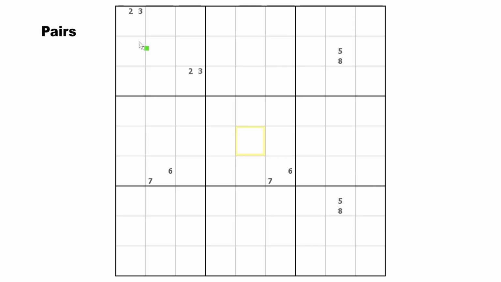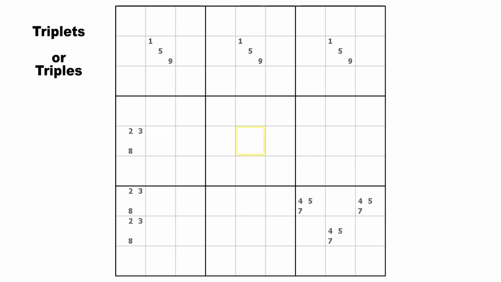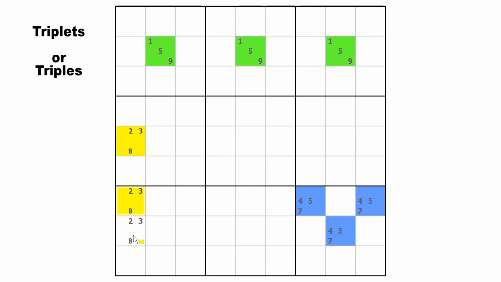Subsets of 2 candidates are called pairs. Like here in block 1, we have a pair of 2 and 3. And in row 6, we have a pair of 7 and 6. And in column 8, we have a pair of 5 and 8. And subsets of 3 candidates are called triplets or triples. Like here in row 2, we have a triplet of 1, 5, and 9. And down here in block 9, we have a triplet of 4, 5, and 7. And over here in column 1, we have a triplet of 8, 2, and 3.